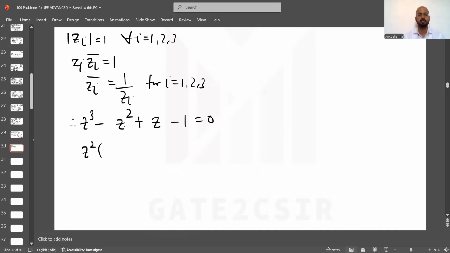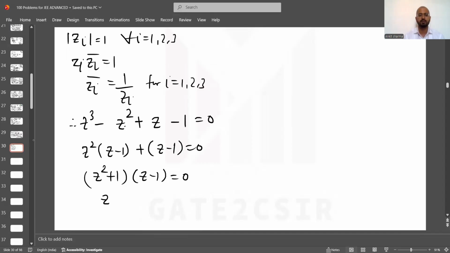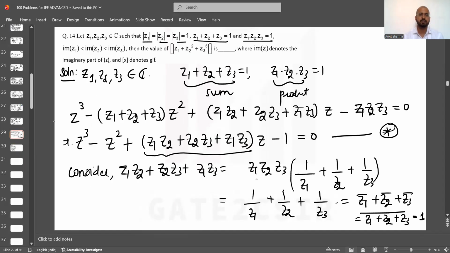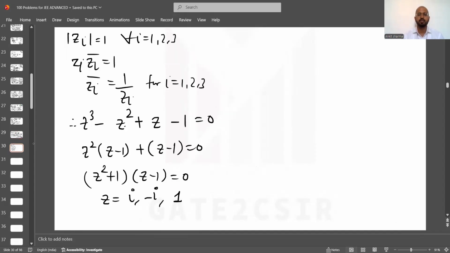So we can think of factorizing. This means (Z^2 + 1)(Z - 1) = 0, so Z = i, -i, 1. The imaginary part of Z1 is less than the imaginary part of Z2, which is less than the imaginary part of Z3. So the imaginary part of Z1 is 0, the next is -1, so Z1 I have to take as 1, and Z2 will be -i, and Z3 will be i, because its imaginary part is 1.